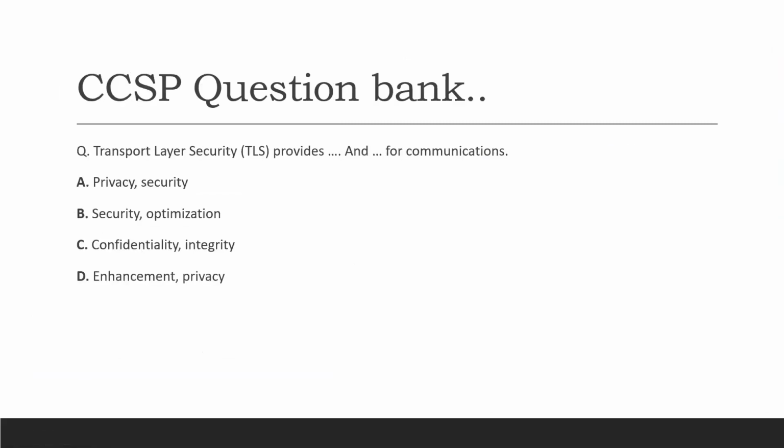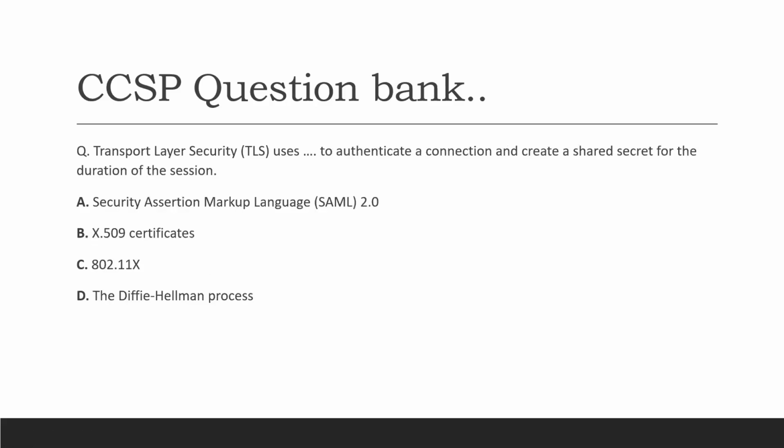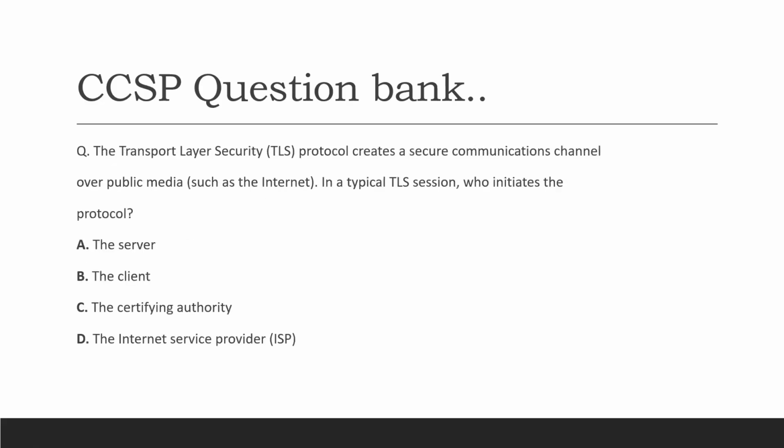Right. इसलिए बहुत tricky questions है, but basic questions है, concept wise इसको read them properly, think before giving the answer. This is to you, Arpit. So, transport... It's B, X509 certificates. Correct. So they use X509 certificate to authenticate a connection and then create a secret. This is to you, Abhishek.